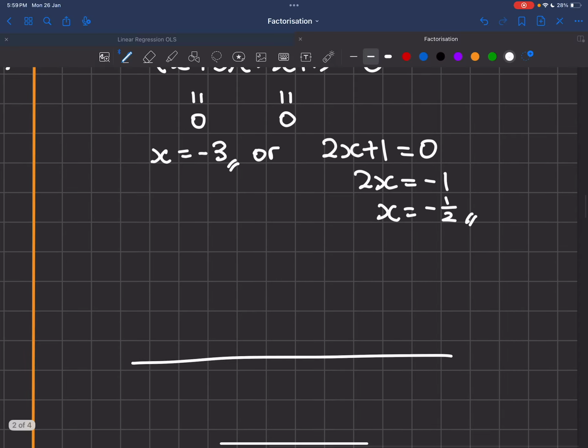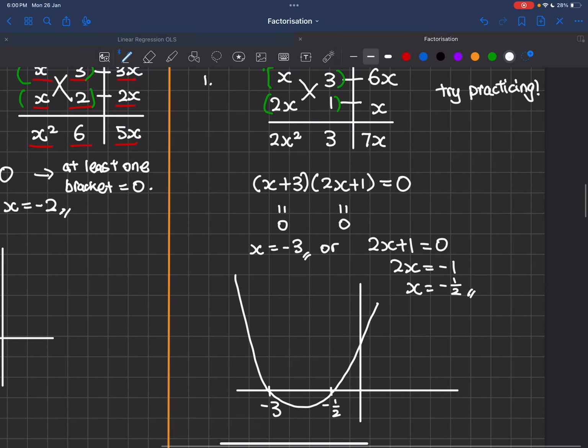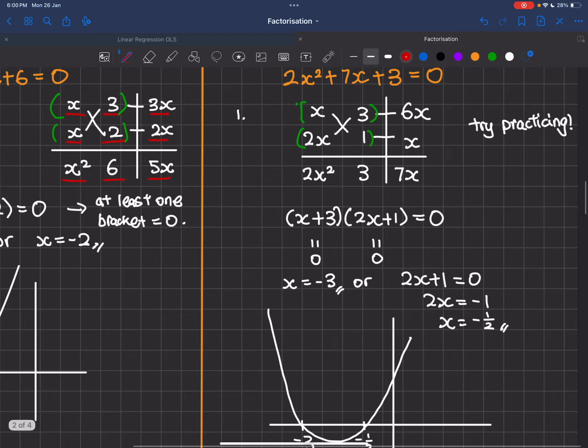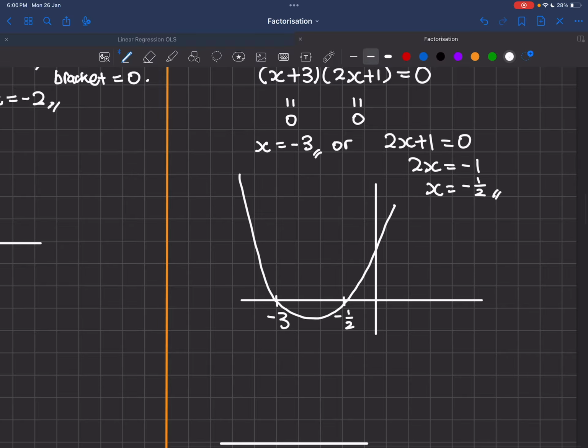How to draw this? Negative 3, negative half. So happy face again because x is positive, right? 2x squared, 2 is positive. So let's go on to find the y-intercept.